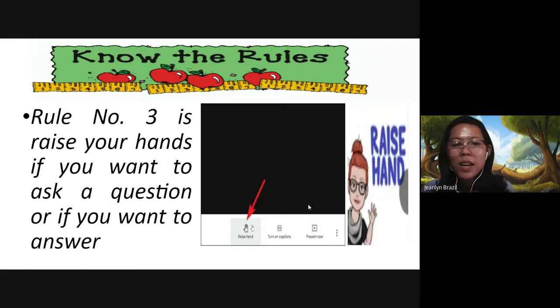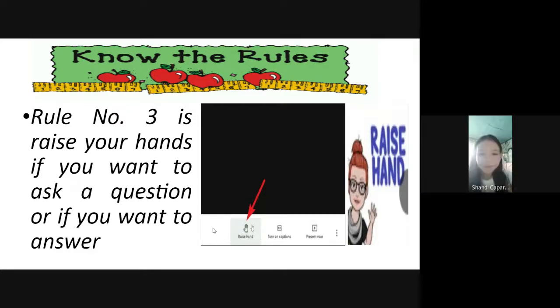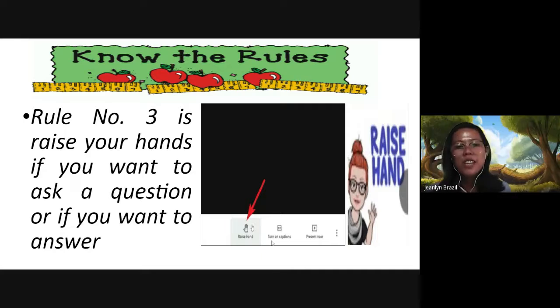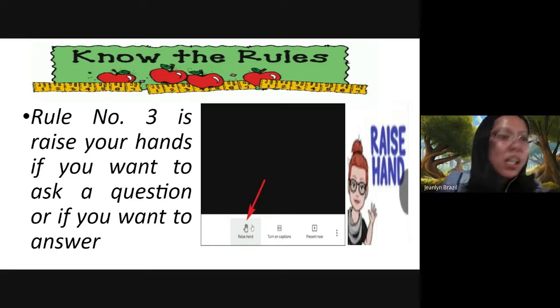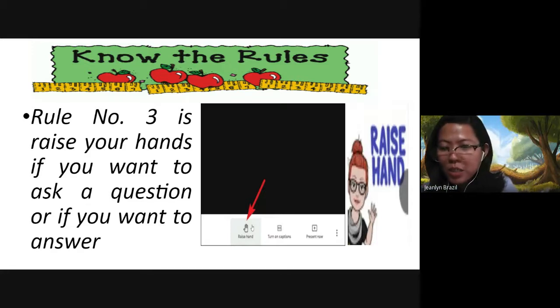So dito, makikita niyo yung button na ito. Nakikita niyo po ba yung tinuturo ng teacher Jen? Opo. Okay. So you have to raise your hand if you want to answer or if you want to ask a question. So ito po ang pipindutin. Tingnan niyo po yung pinipindot ni teacher. Yan. Okay. So try nga natin kay Nestor. Sige nga, Nestor. Try natin. Nestor, can you please raise your hand?